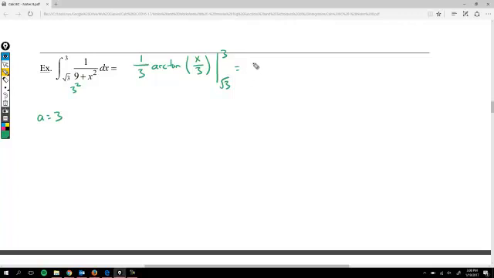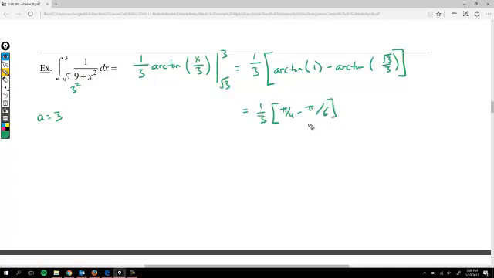Okay, so I'm going to write out my work. I'm going to plug this in. I'll bring this 1/3 out of the whole thing. And I have arctangent of 1, because 3 over 3 is 1, minus arctangent of root 3 over 3. Alright, and we simplify this and we get 1/3 times pi over 4 minus pi over 6.